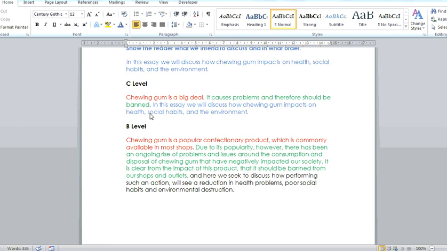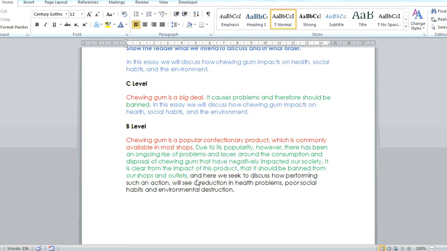Instead of saying, in this essay, which is a bit obvious because obviously we're reading an essay, we've just jumped straight in, and you can see it says, and here we seek. Another thing you'll notice is that this isn't even its own sentence. It's actually separated by a comma, which means that it's more fluent and it runs a little bit more smoothly.